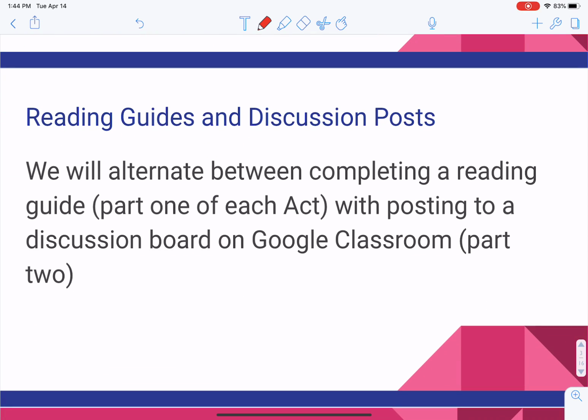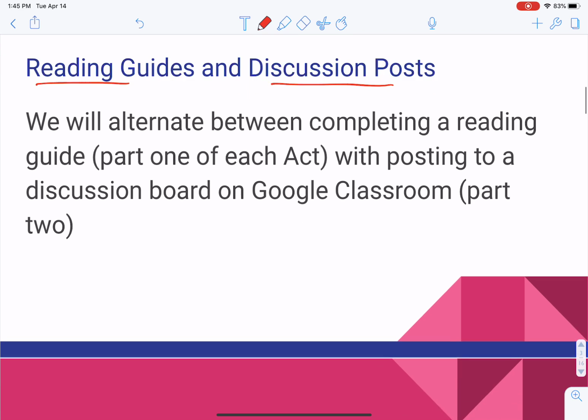Now, because the play is 4 acts, so it's got 4 distinct chunks, we're actually going to be dividing those acts into 2 parts. They're not divided in the play that way, but we're going to be dividing them so that we don't give you too much of a reading assignment each day. And we're going to be alternating with those acts between completing reading guides and discussion posts. So for part 1 of each act, you'll have a reading guide to complete. For part 2, you'll be engaging in an online discussion post, very similar to what we did for The Moon is Down. And so we'll be posting both of those things on Google Classroom.